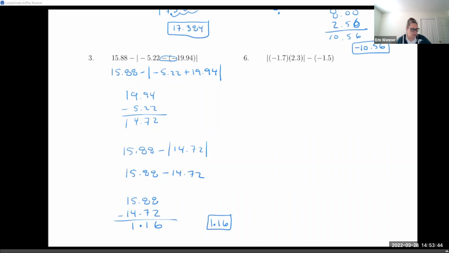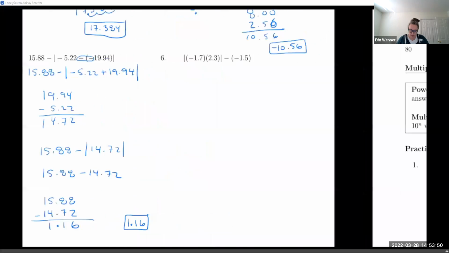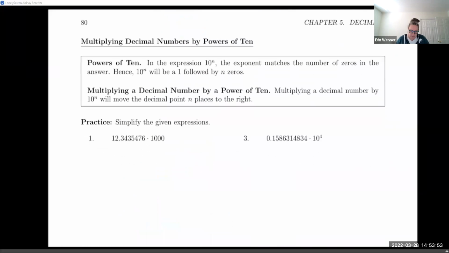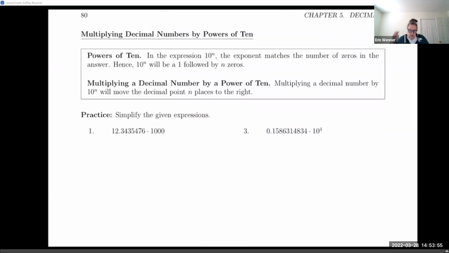All right, I'm going to skip number 6 because we're running low on time. I want to make sure we get through as much of this as possible. So we're going to go to the next page, and we're going to talk about multiplying decimal numbers by powers of 10. So multiplying by a power of 10 will move your decimal point.